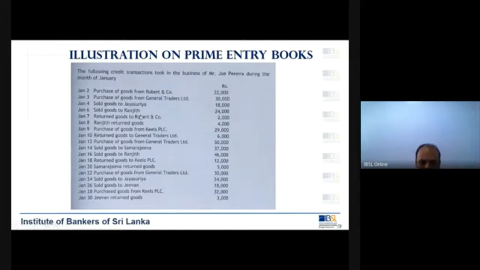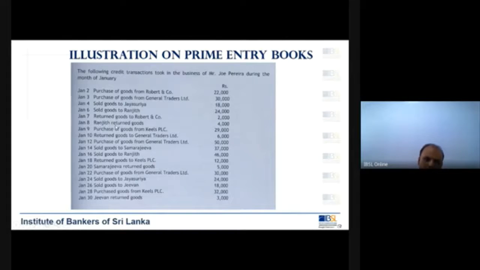So now what has happened? On January 8th, Ranjit returned goods. So one of your debtors is returning the goods. Why? Due to bad quality or some reason. So you can't say no to them and you have accepted the goods. So what happens here? Your debtor will not pay you this 4000 rupees. And it is a reduction of your sales as well. So as a result, you will record this in the sales return day book. Sales return day book or returns inward. Returns inward.